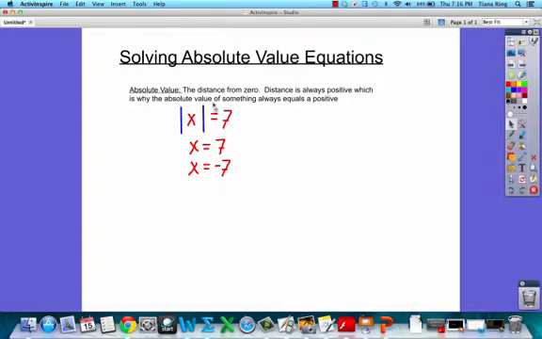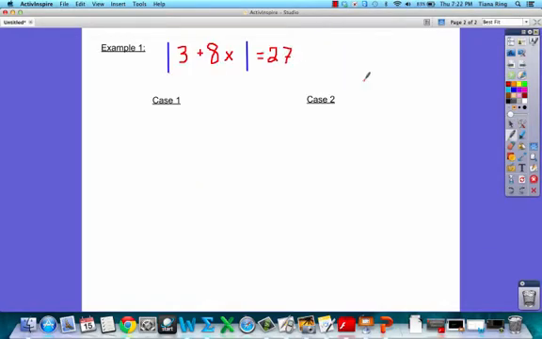So if we just have this simple equation right here, the absolute value of x equals 7, there are two different values of x that you can put in here to make this equation true. We know the absolute value of a positive will always be a positive, and we know the absolute value of a negative will become positive. So the two values of x that we could put in here would be 7 and negative 7.